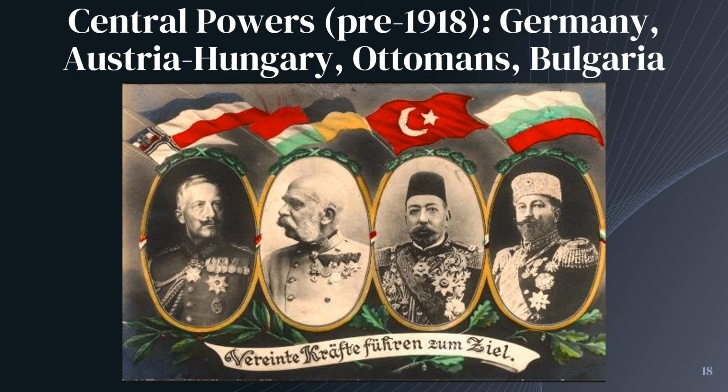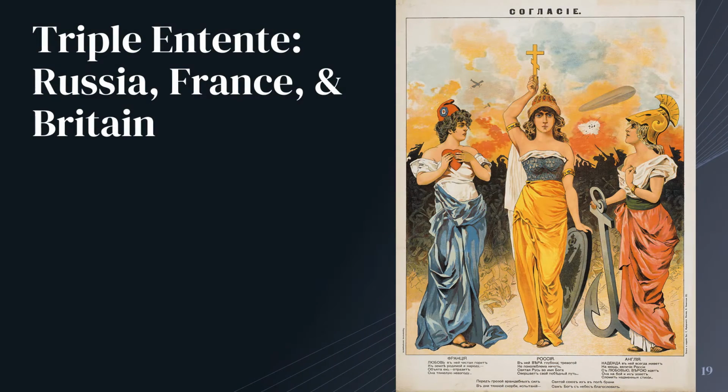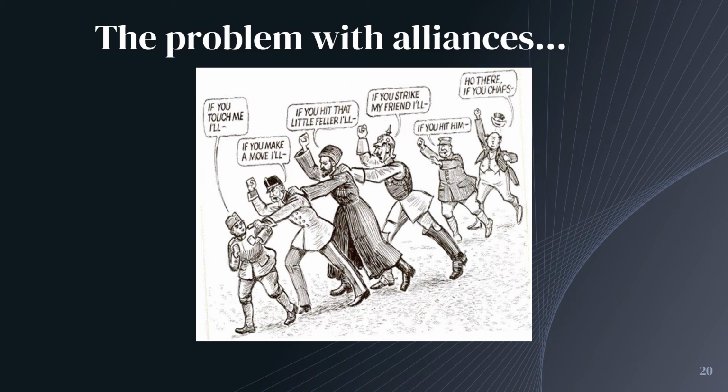So just a quick picture. This goes at different times. Austria-Hungary, the Ottomans were involved. Bulgaria, we've got this cartoon of the Triple Entente. We've got Russia, France, and Britain. But as I mentioned, the problem with alliances is if something happens to one, everybody else kind of follows along. And we'll follow up on that in a few minutes.